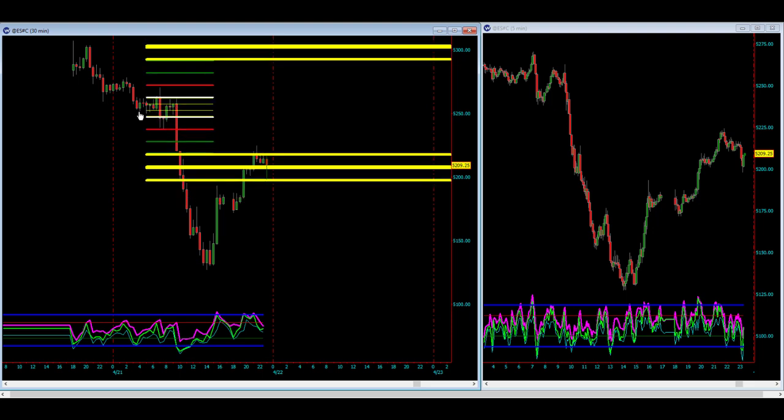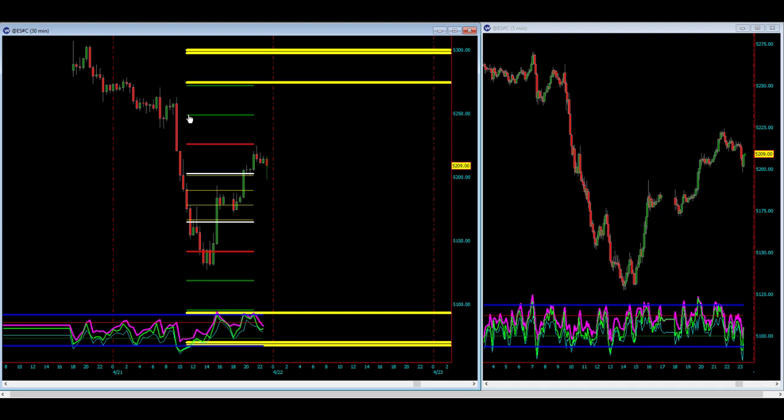Okay, so where do I do it? What do I do? How do I do it? Well, this is what you can do at Level 0. Look at the oscillator.